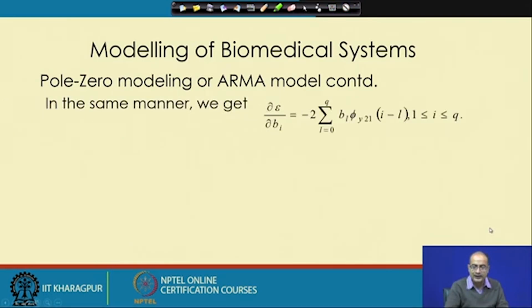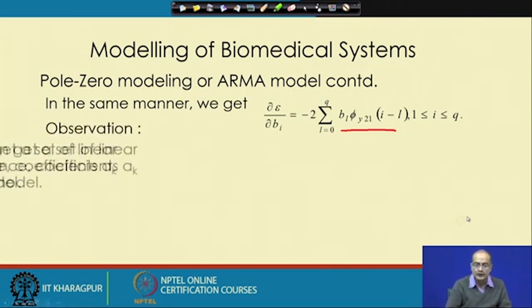Next, in the same manner, we can take the derivative of eta with respect to Bi, and we get the equations in terms of phi y 2 comma 1. Okay. So, we can give a compact representation, we get two sets of equations.